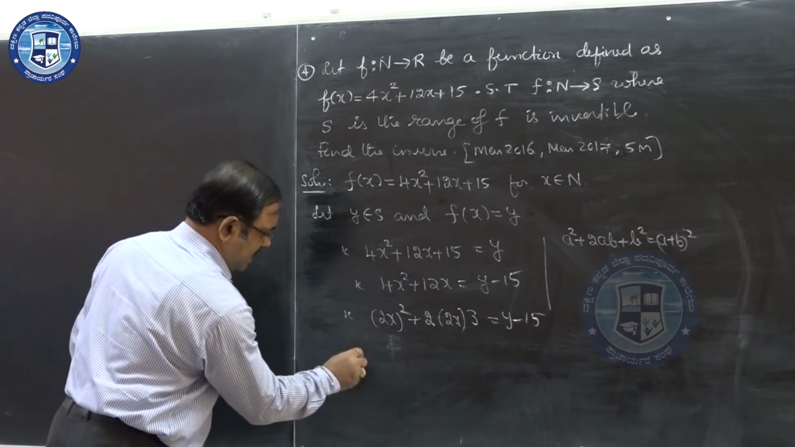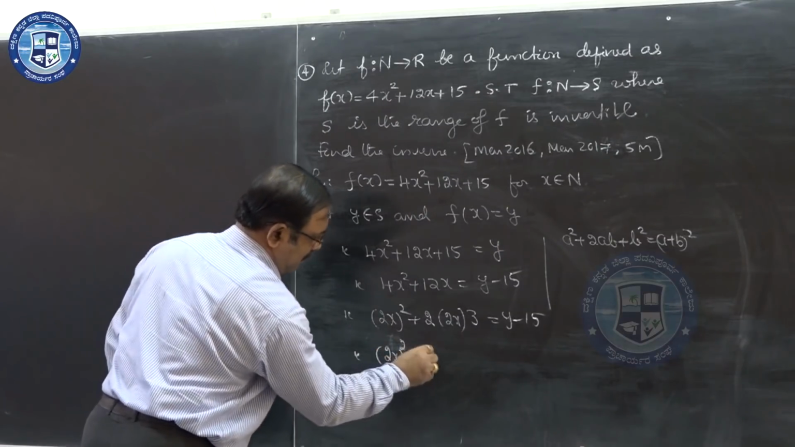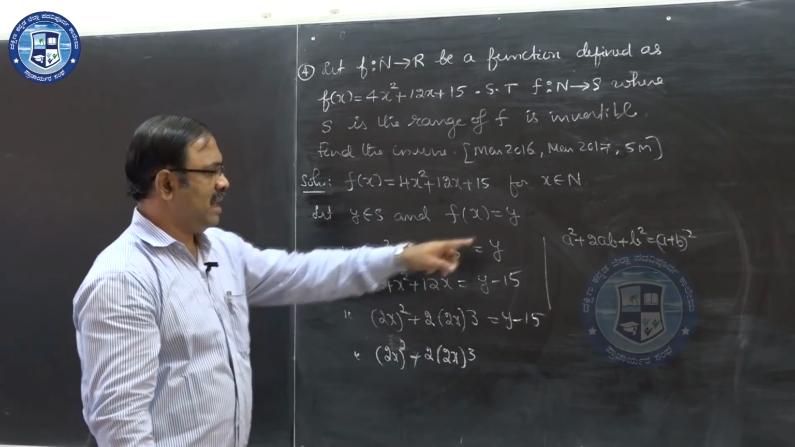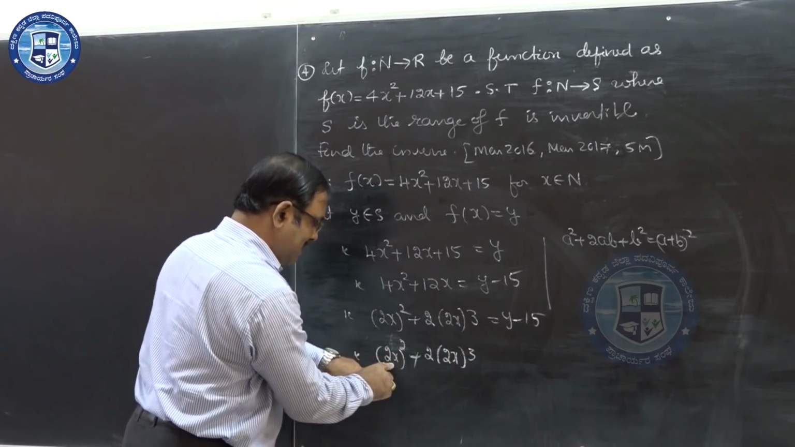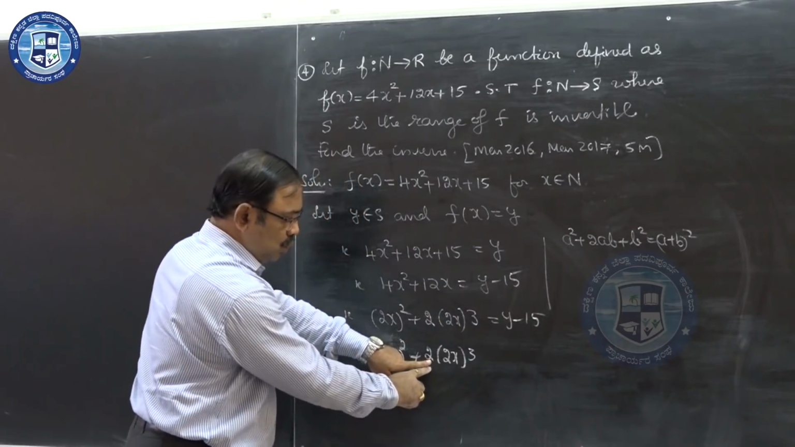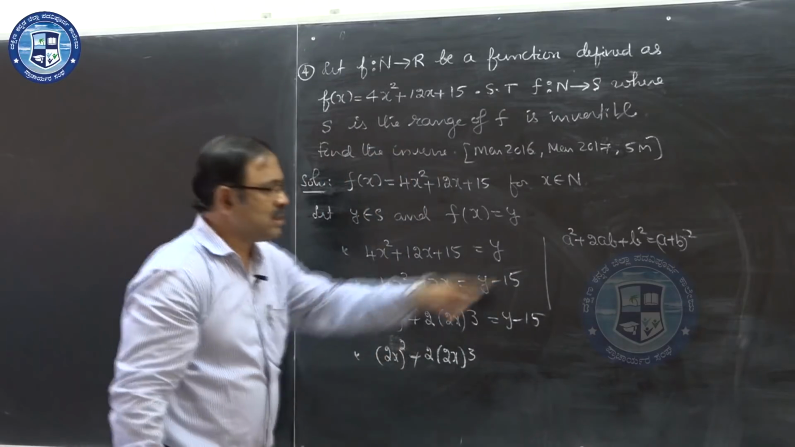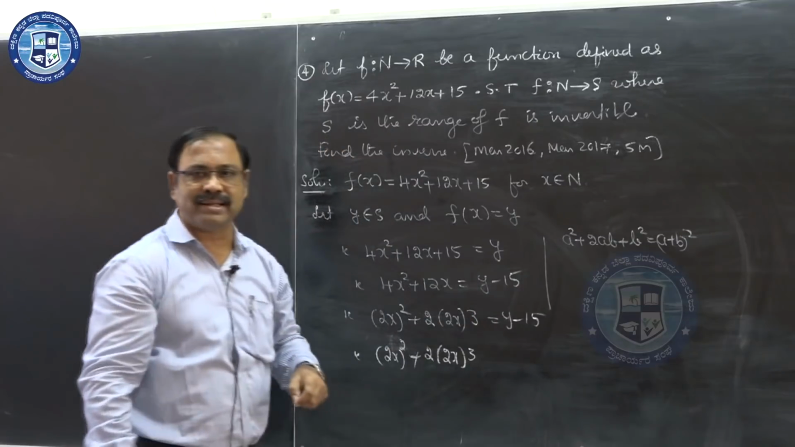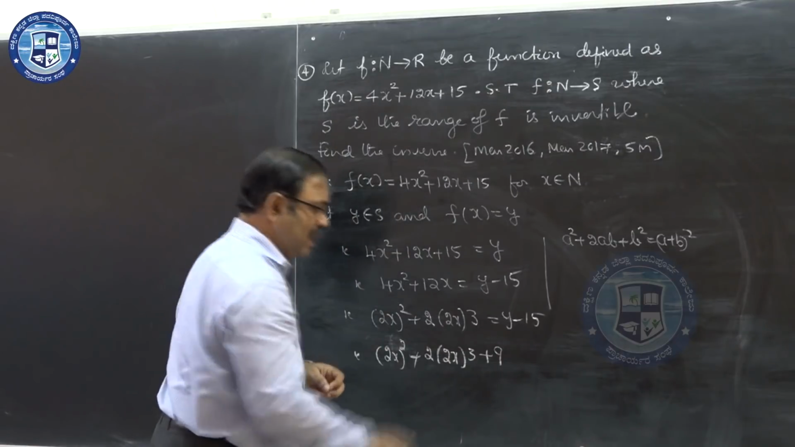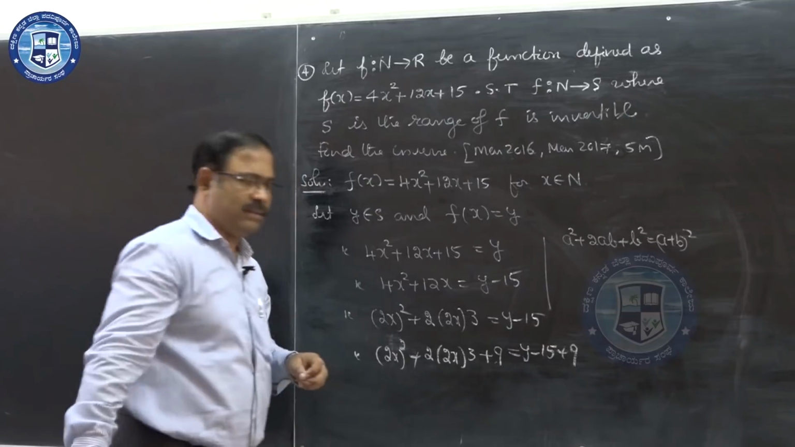That is 2x the whole square plus 2 into 2x into 3. Now compare this. This is a square plus this is 2ab. So plus b square is required, isn't it? So b square means what? 9. So when you add 9 here, you have to add 9 to the RHS also.